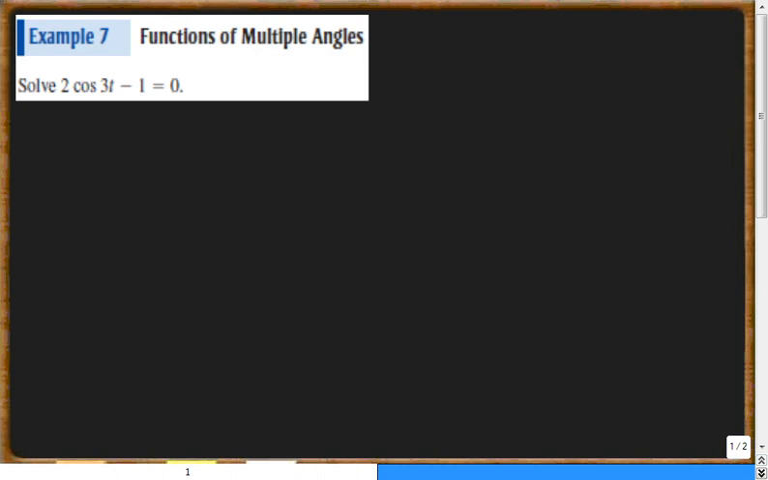Okay, so now we're going to do a couple problems involving trigonometric equations with multiple angles. Again, the key to this is it's just like any other trigonometric equation. You're just going to have an additional step at the end to deal with the multiple angles. So this equation, you have 2 times the cosine of 3t minus 1 equals 0.